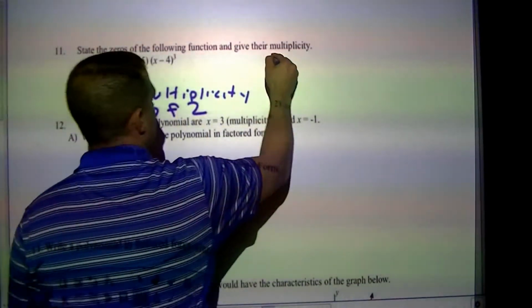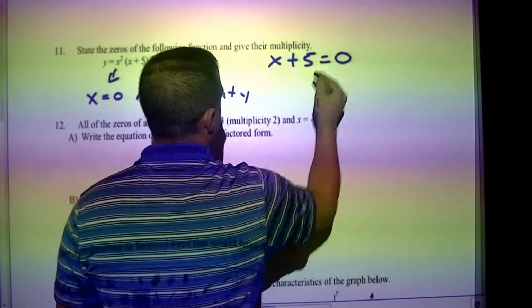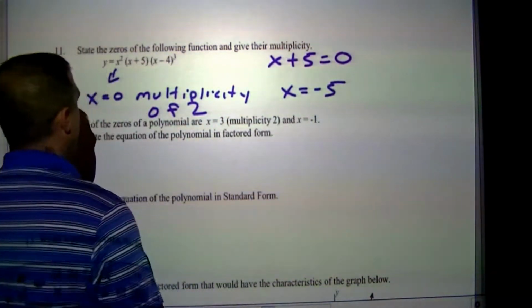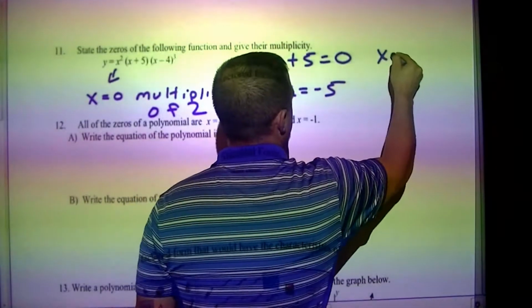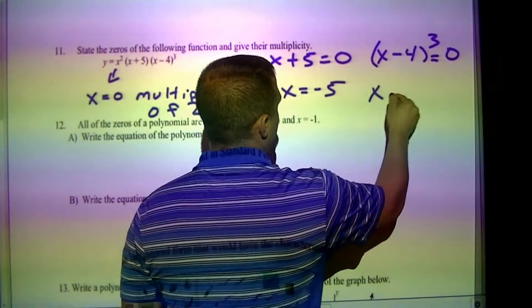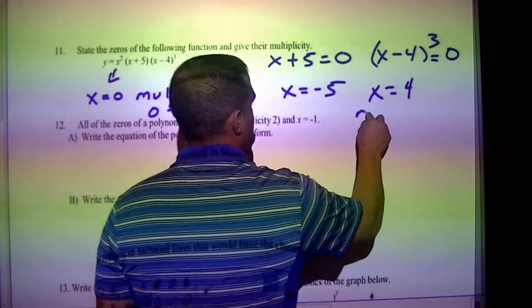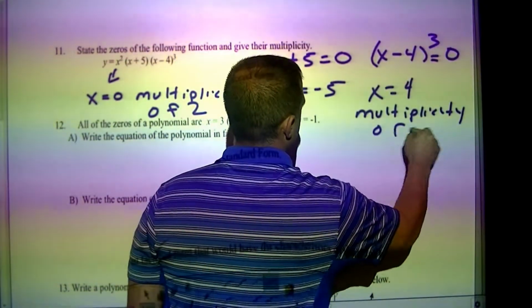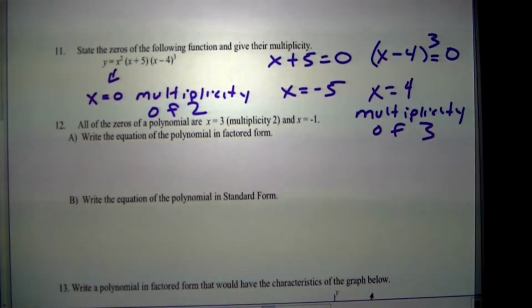Okay, x plus 5, if you want to look at it this way, that's just going to be x equals negative 5. That's going to be no multiplicity. And then x minus 4 cubed, that's really going to be x equals 4. You're just changing the sign. That's a multiplicity of 3. All the zeros of the polynomial.